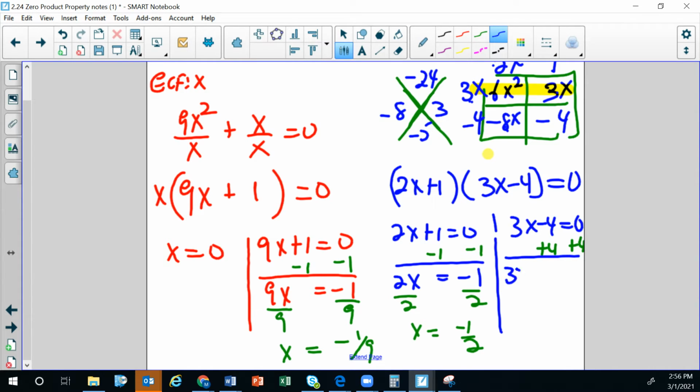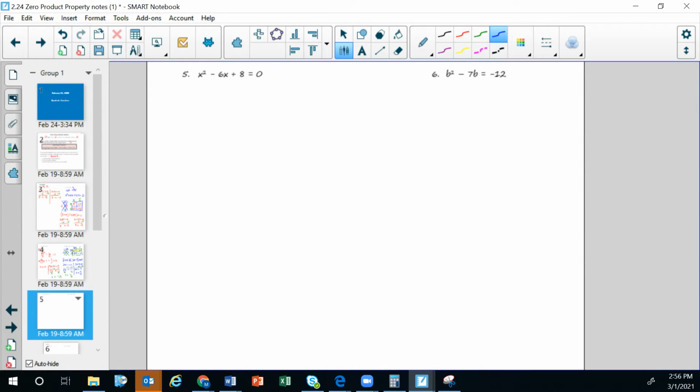That's going to give me 3x is equal to 4. And then I'm going to divide both sides by 3, right? And that will give me x is equal to 4/3. So those are my solutions. x equals 4/3 and x equals negative 1/2. All right. Okay, let's try another one.